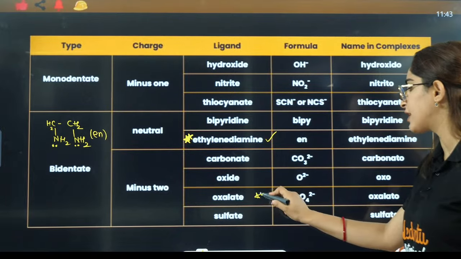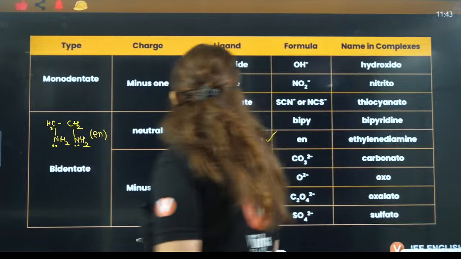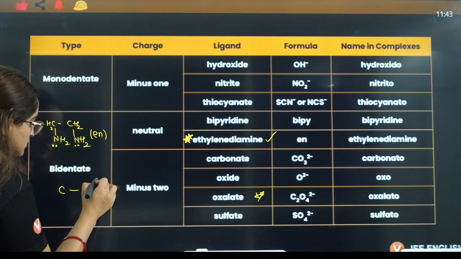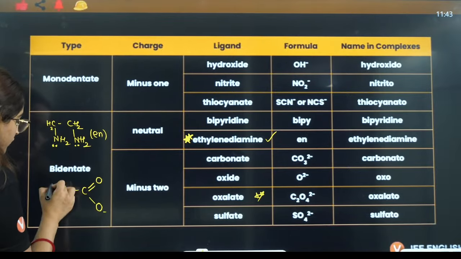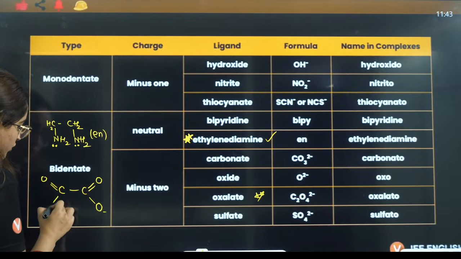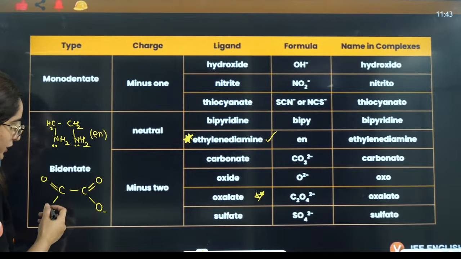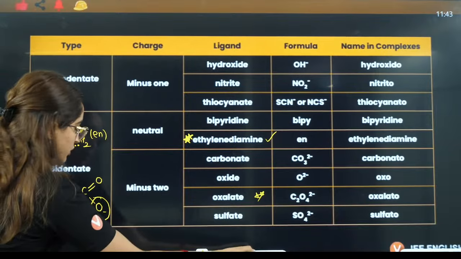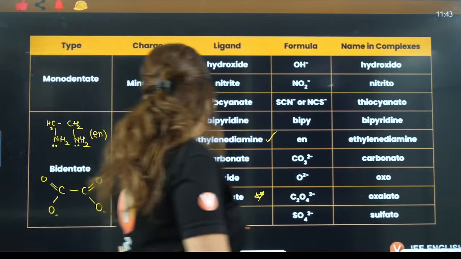This one is also very famous, that is oxalato. Oxalato has 2 carbons here. This is C double bond O, this is O negative. This is also C double bond O, O negative. This is oxalato. It has two donating sites, one is this oxygen, the other is this oxygen. So it has two donating sites here, right? Okay.